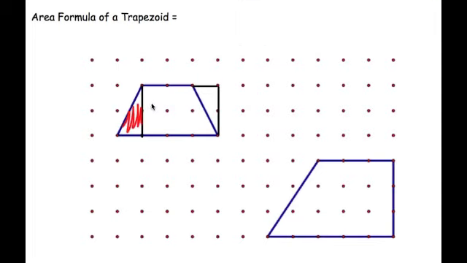So instead of it being a base, it's going to be the median. So we have the height, we move the rectangle over, and the base we're going to call the median. And the median, remember, is going to be the average of the bases. So the area formula for a trapezoid is height times median, or the more common formula is 1/2 the height times base 1 plus base 2 in the quantity.